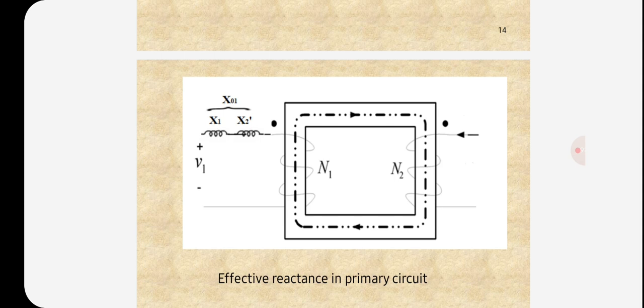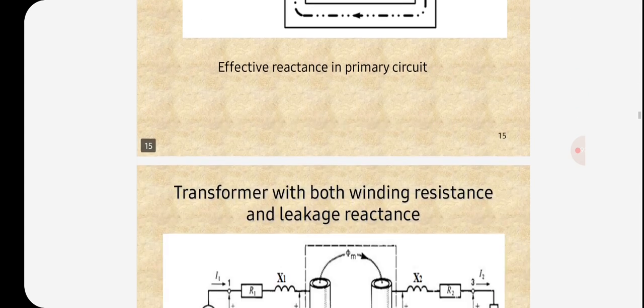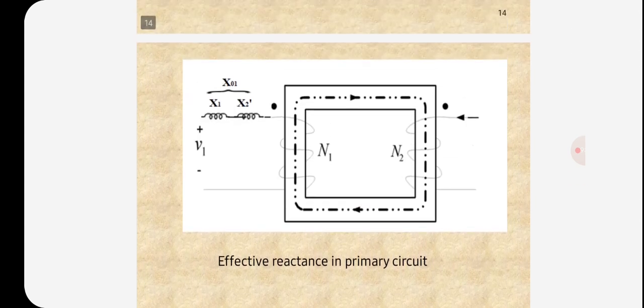So leakage reactance is referred to primary. So x01 is equal to x1 plus x2 dash, that is equal to x1 plus x2 by k square. So in this circuit, in the primary side, the reactance x01 will be equal to x1 plus x2 dash, where x2 dash is equal to x2 by k square.